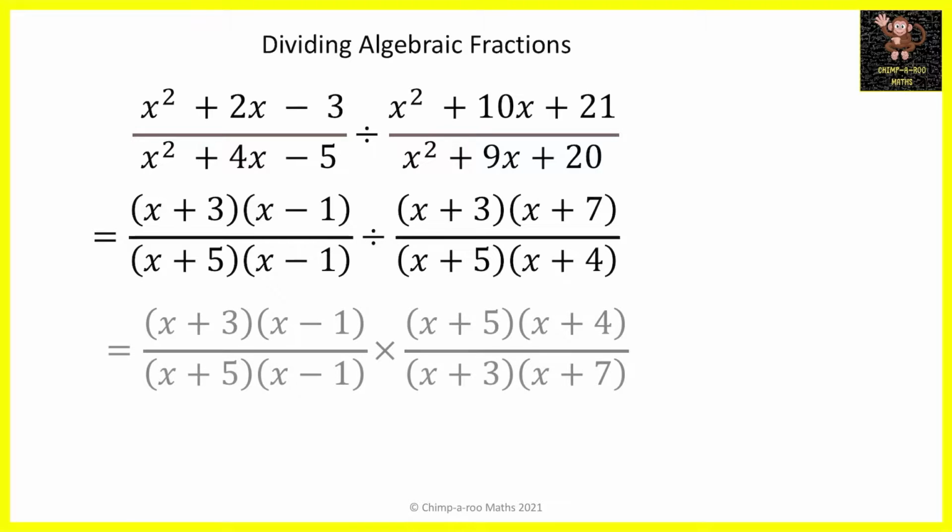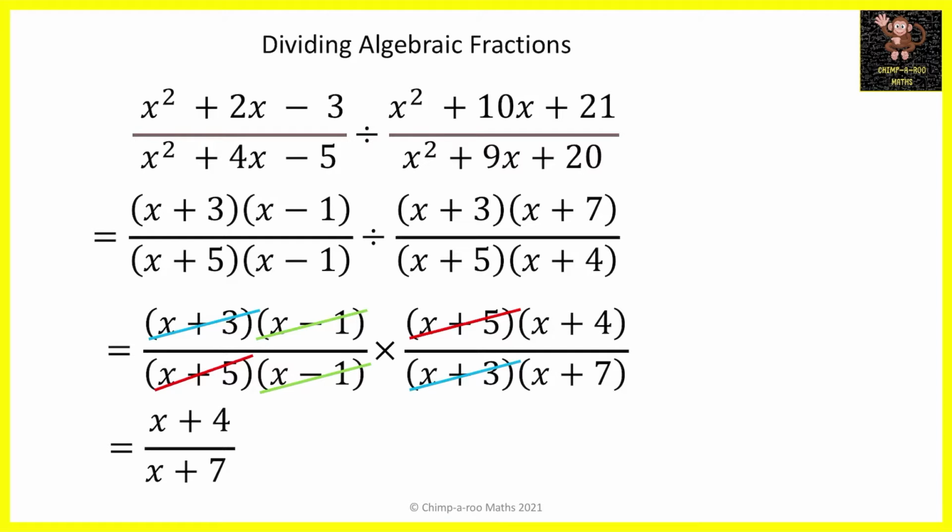So I turn the second one upside down and multiply, and now I've got plenty to factorise so I can see which ones to remove. So we've got x plus 5 in both of them. There's the x minus 1s that were in the same one, and then we also have x plus 3. So all that's left is x plus 4 on the numerator and x plus 7 on the denominator.